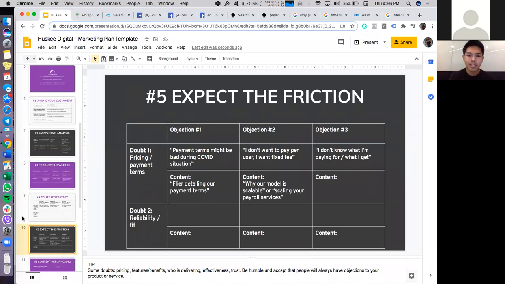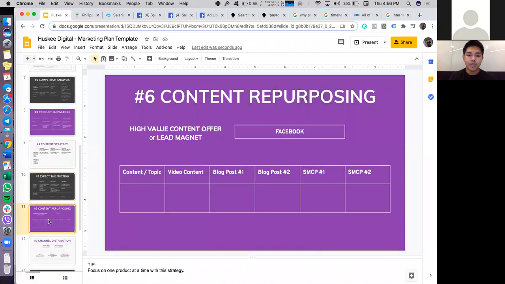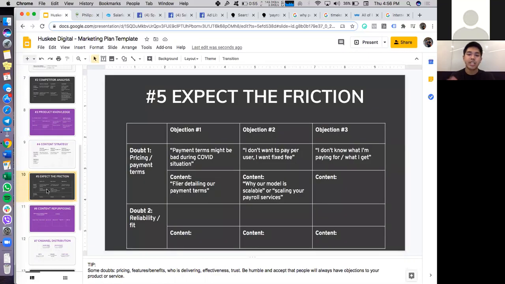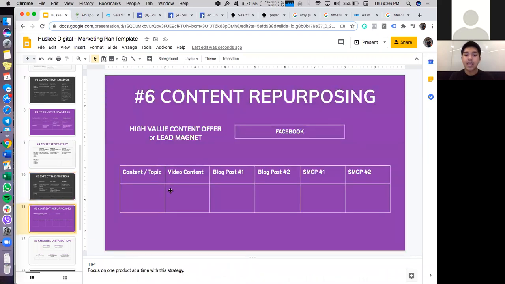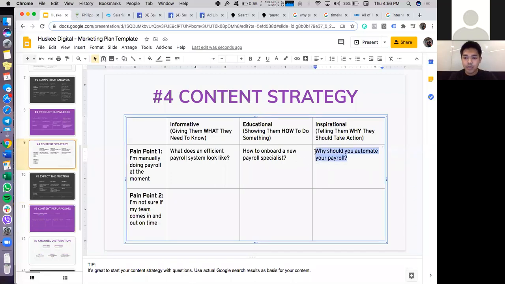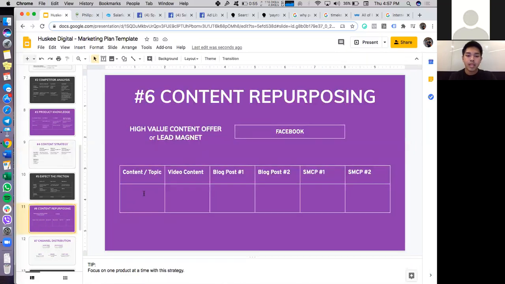And so you will fill that up, and then you move on to the content repurposing. Now, usually you can use this one slide for every topic. Okay, so in this example, we said that this framework alone will generate 12 topics, or 12 questions to answer. For the content repurposing slide, you just focus on one. So let's say, for example, we stick with this question: why should you automate your payroll?